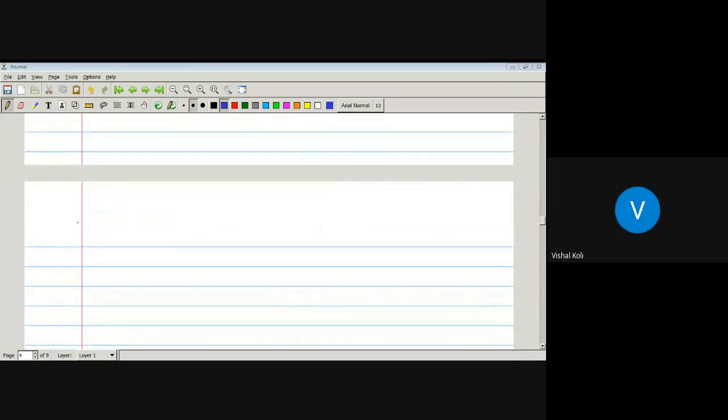Now we will take the second example. Solve the following: y_{n+2} minus y_{n+1} minus 2y_n is equal to n square.